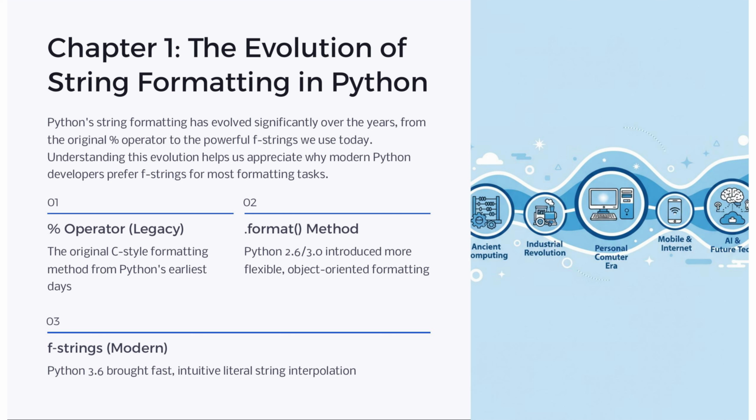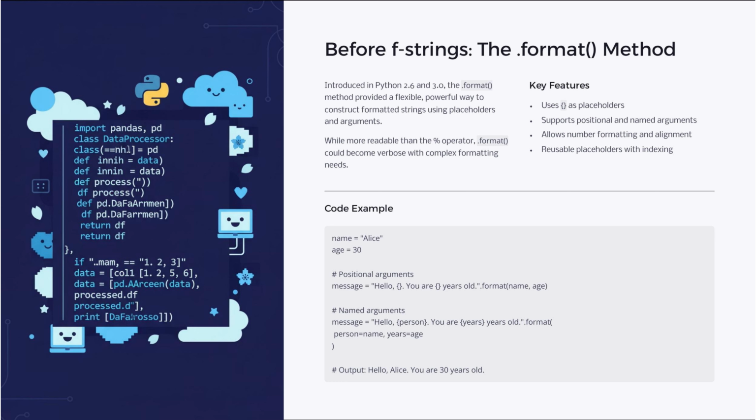The modern f-strings, introduced in Python 3.6, provide fast, intuitive literal string interpolation, making them the preferred choice for developers today. The format method, introduced in Python 2.6 and 3.0, enhanced string formatting with placeholders and arguments. It supports positional and named arguments, number formatting, and alignment. Despite its flexibility, it can become verbose.